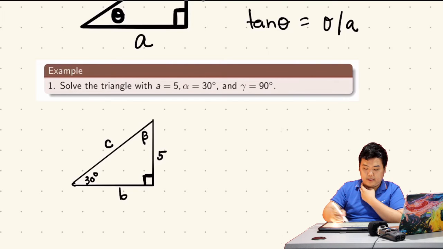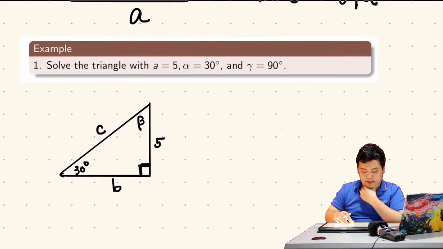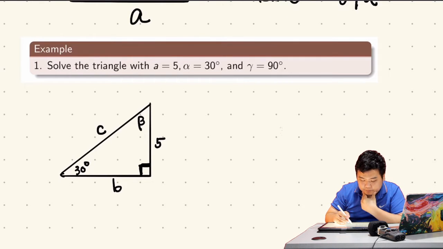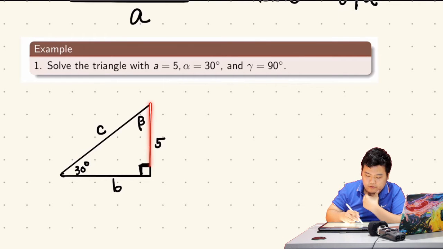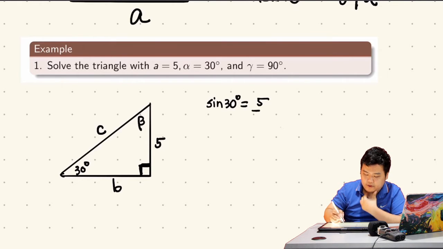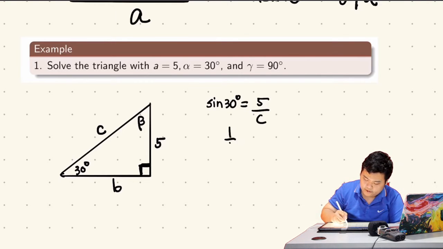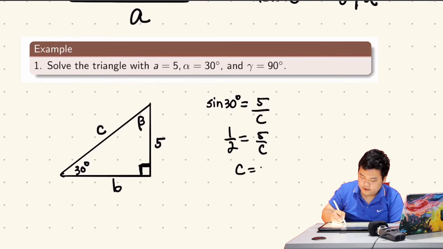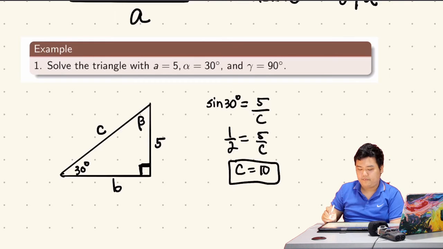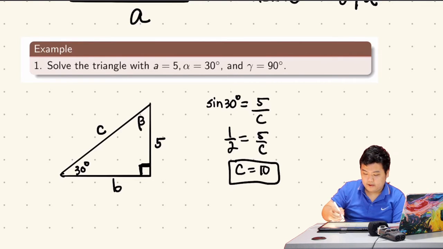So, nawawala yung tatlo, no? C, beta, and B. So, pwede tayong gumamit ng sine, no? Para sine 30 is opposite over hypotenuse. So, sine 30 degrees is opposite over hypotenuse C. And sine 30 degrees is 1/2. So, C is 10. So, this is 10.